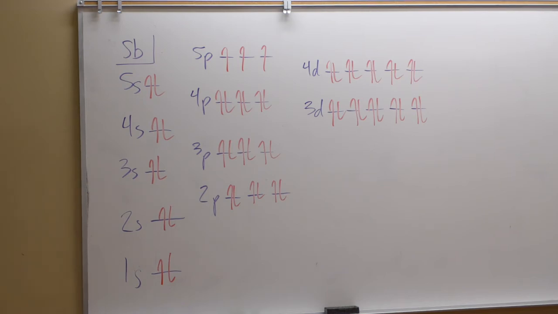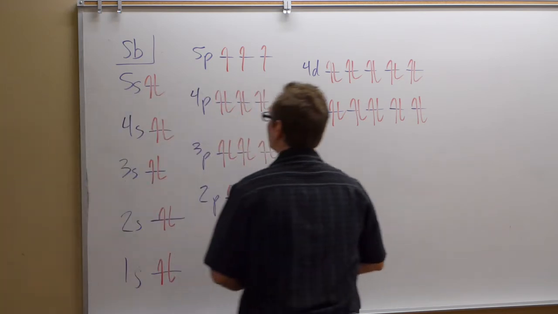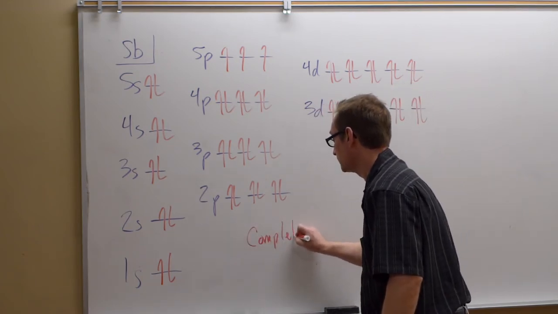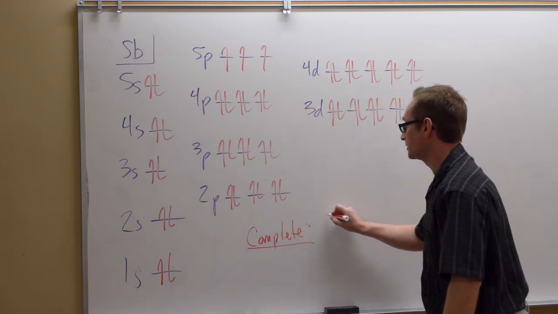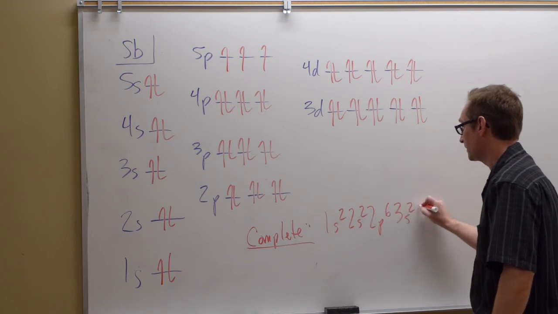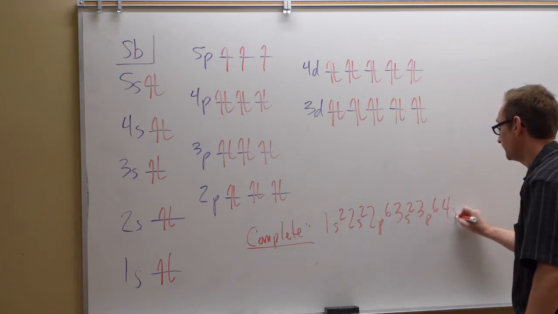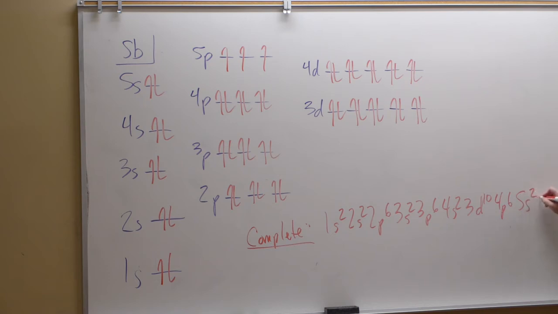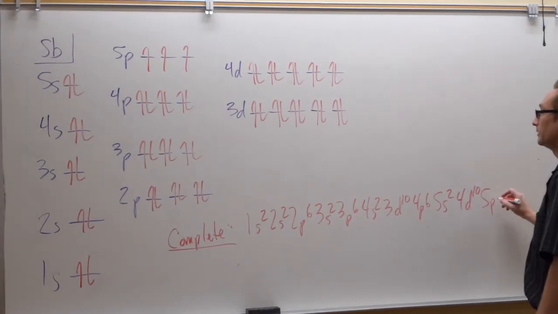It also says write the complete electron configuration, right? So to put this in the complete configuration, it's simply 1s2, 2s2, 2p6, 3s2, 3p6, 4s2, 3d10, 4p6, 5s2, 4d10, 5p3.